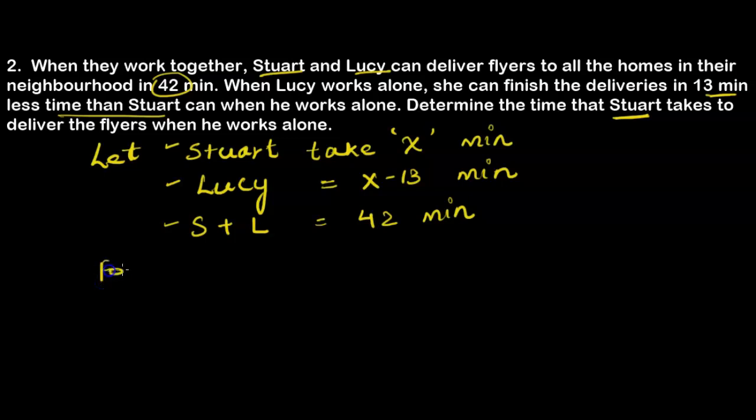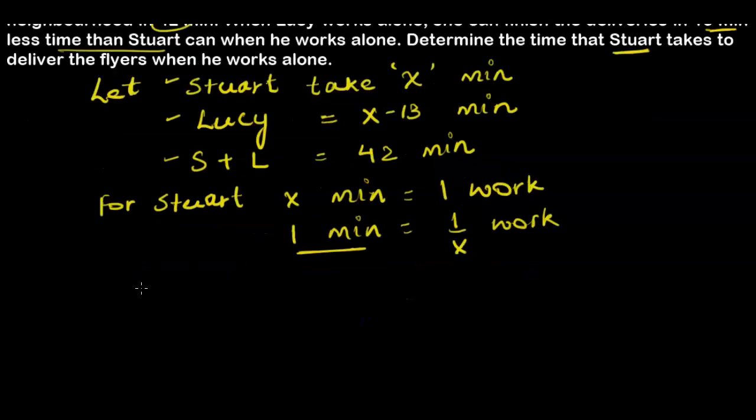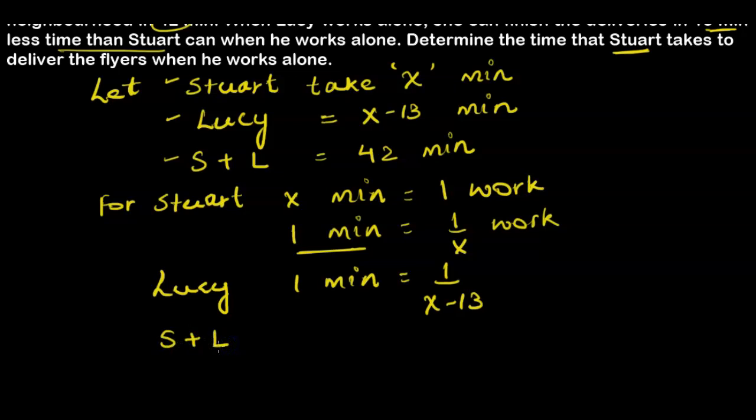Now this is for Stuart. Stuart in x minutes completes his task. So he finishes one full work in x minutes. In 1 minute, the amount of work that will be done by Stuart would be 1 by x work. So this is Stuart's 1 minute work. Similarly, for Lucy, 1 minute work would be equal to 1 divided by x minus 13. And in the same way, Stuart and Lucy's work together in 1 minute would be equal to 1 over 42.